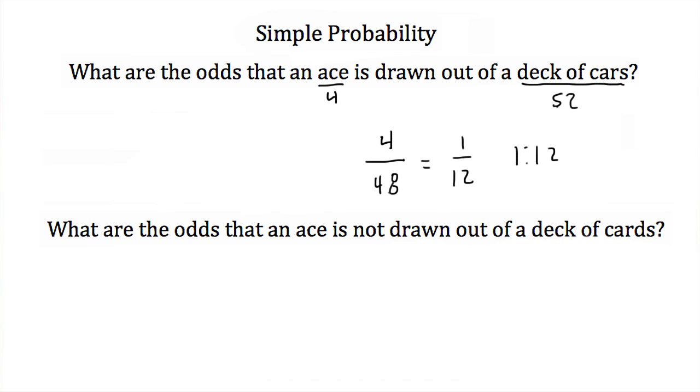So what are the odds that an ace is not drawn out of a deck of cards? Well, remember, this is just the reciprocal of what we found before. In the numerator goes the number of possible occurrences that don't give us the result we're looking for, which is an ace. So there are 48 cards that are not aces. Then in the denominator are the 4 aces in our deck. So what are the odds that an ace is not drawn out of a deck of cards? 12 over 1, or 12 to 1.